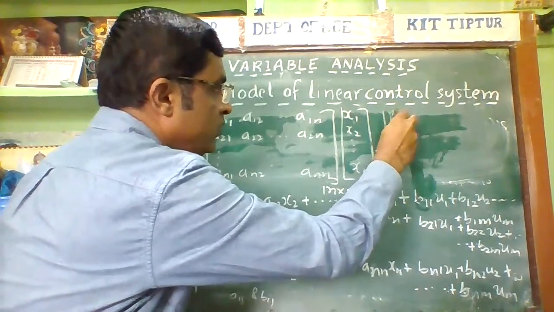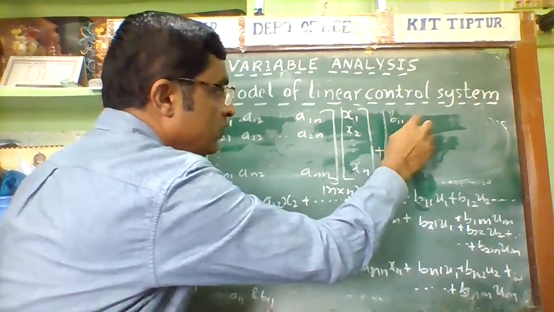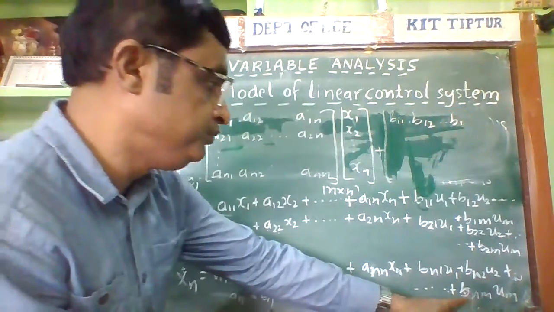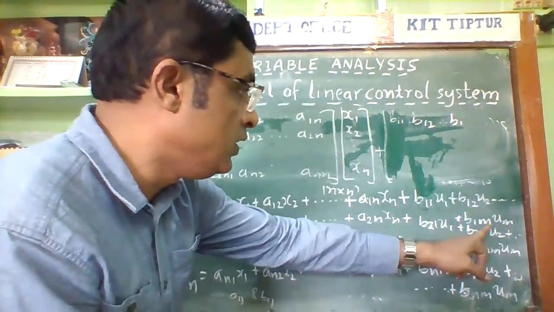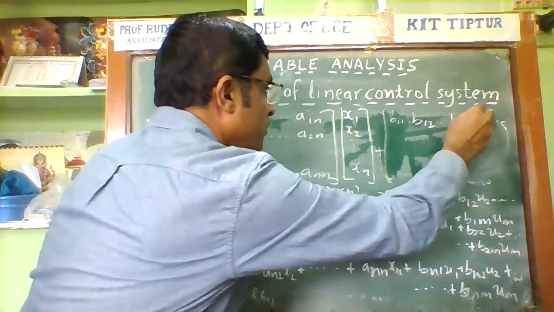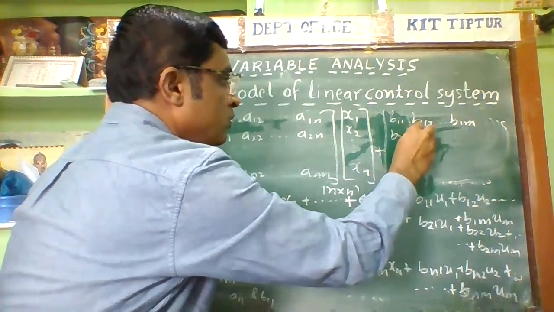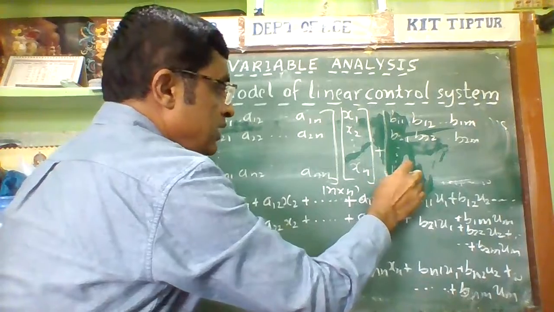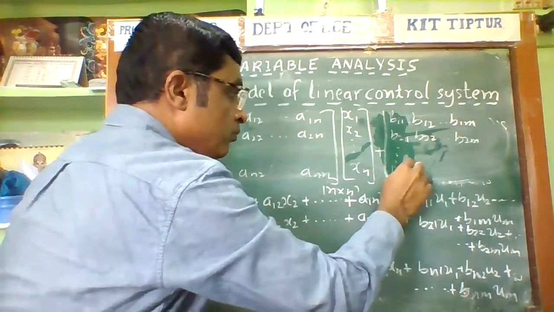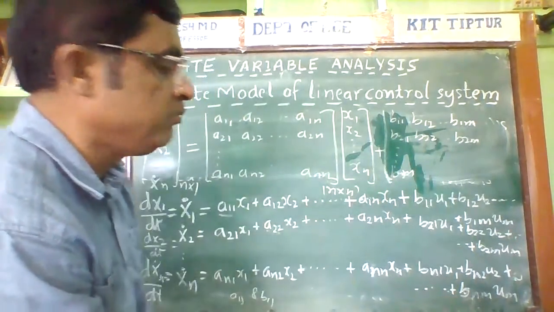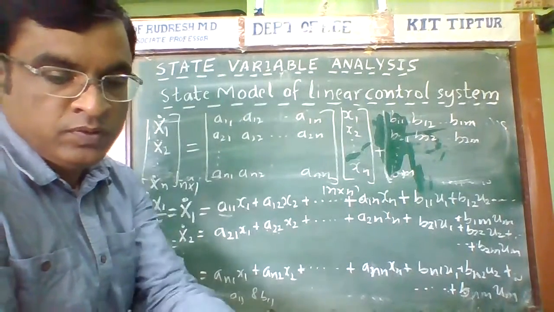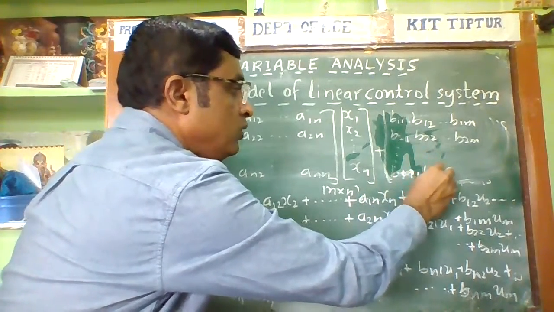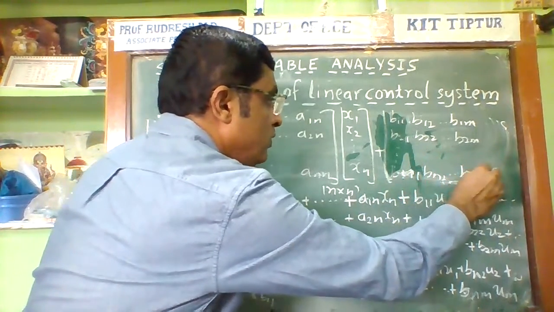Now b11, b12 etc. up to b1m. Similarly b21, b22 up to b2m. Similarly up to bn1, bn2 up to bnm.